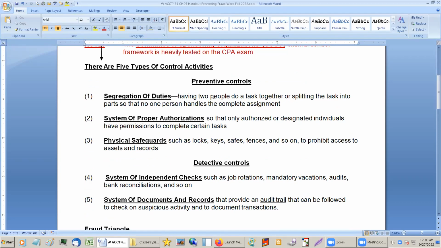Five types of control activities. Three of them are preventative, and two of them are detective. Preventative means they prevent bad things from happening, fraud from happening. And detective means that they detect it after the fact.